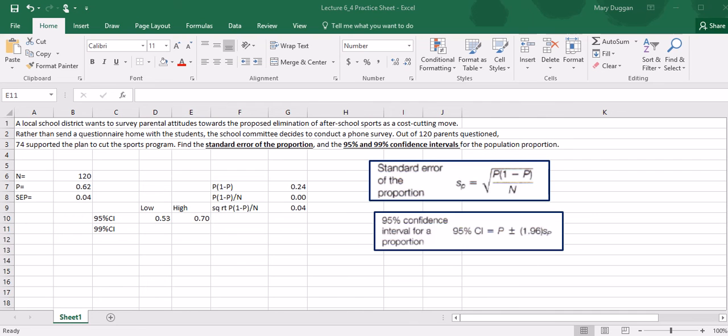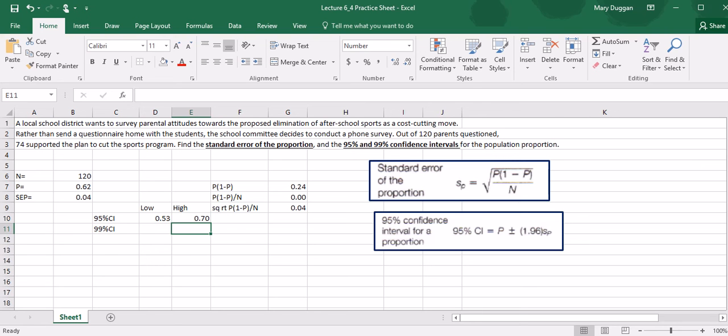So let's interpret that. This means that we can be 95% confident that the population proportion is between 0.53 and 0.70, or somewhere between 53% and 70% of the population support the plan to cut the sports program.